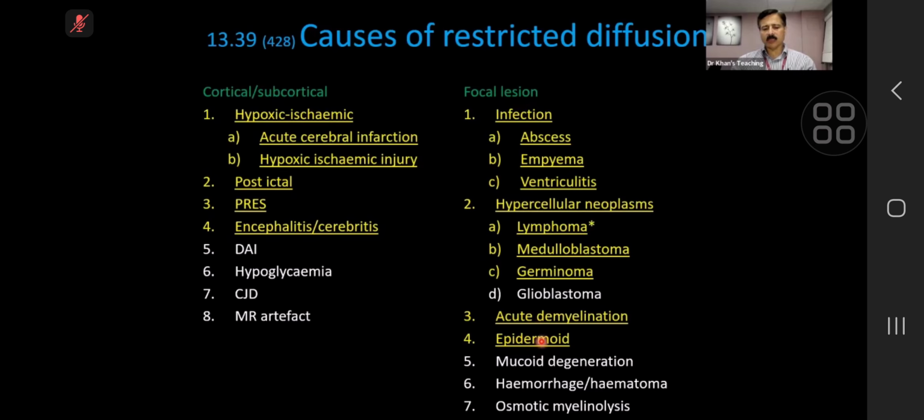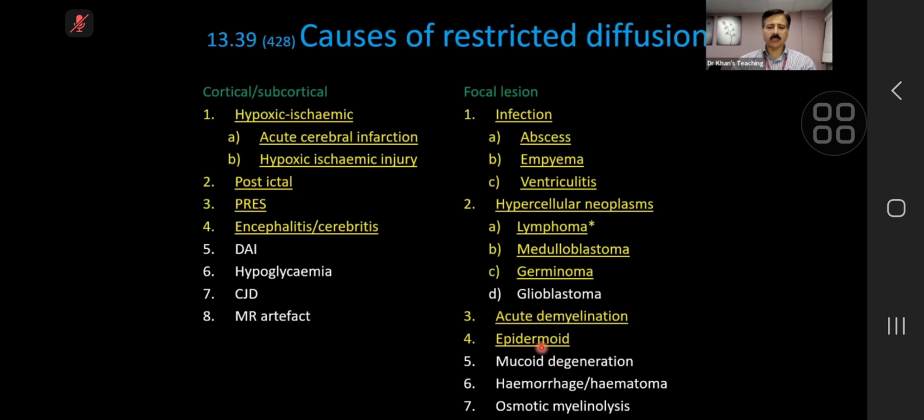Epidermoid is an exam case. Many a times it has come in the exam. Epidermoid is a cyst which is extra-axial. On a CT scan, it will appear just like CSF. You cannot differentiate it from, let's say, an arachnoid cyst.